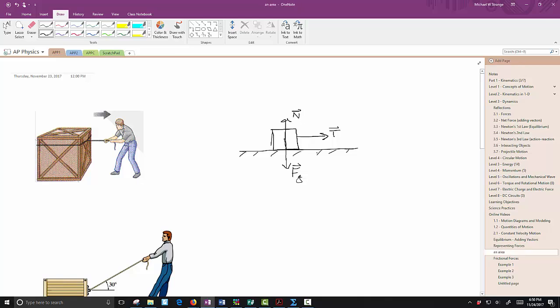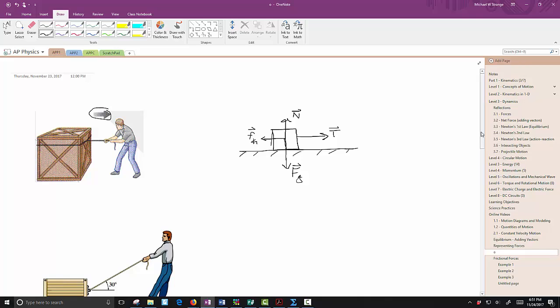And if this was a frictionless surface, we would be done. However, let's just assume that there's some friction. So that means we're going to have some friction force coming backwards. And if it's moving, which this arrow indicates that it is, then that would be kinetic friction. So we just draw it like that, and that's our complete force diagram.